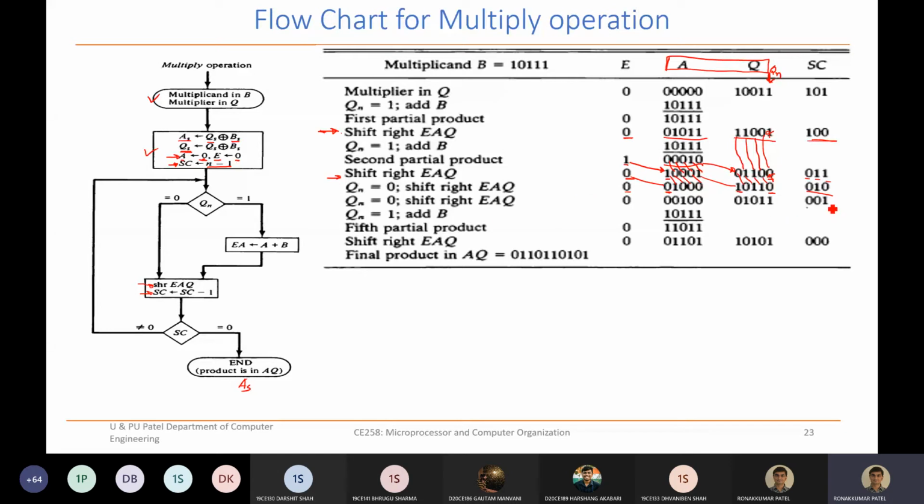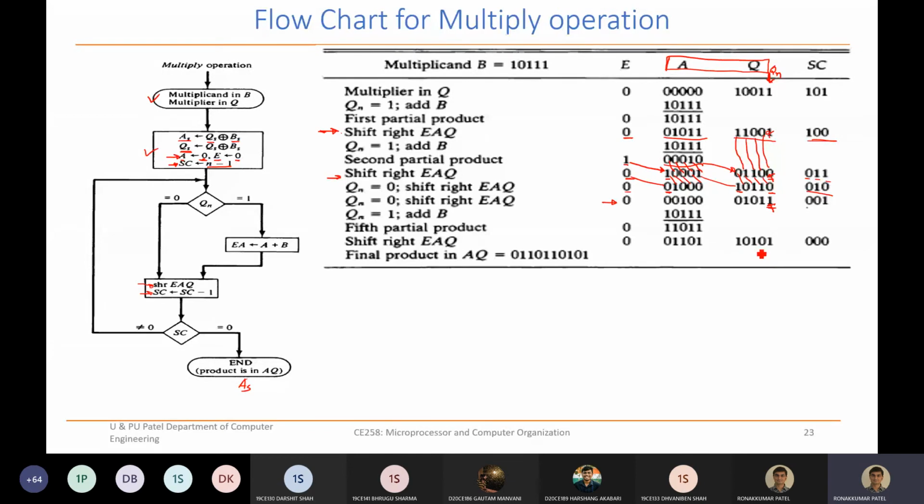Again perform the shift right operation. When you perform shift right operation, you will get this. After that, you will check Qn. Qn is 1. Right. So when Qn is 1, you need to add, EA plus B. So add B in A. A is 0, 0, 1, 0, 0. Add B. What will you get? 1, 1, 0, 1, 1. E is 0 because there is no carry. Then perform shift right of EAQ. These three together are EAQ. So when you perform shift right, same thing, this will be discarded.